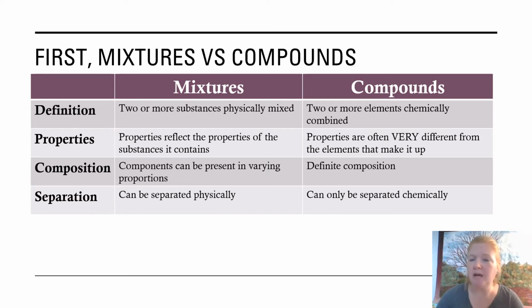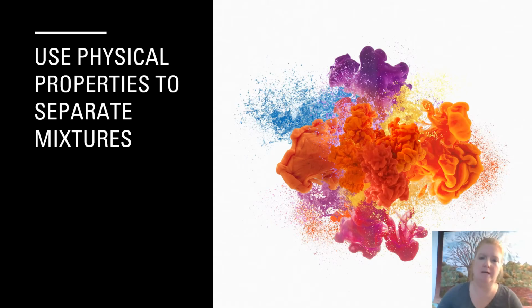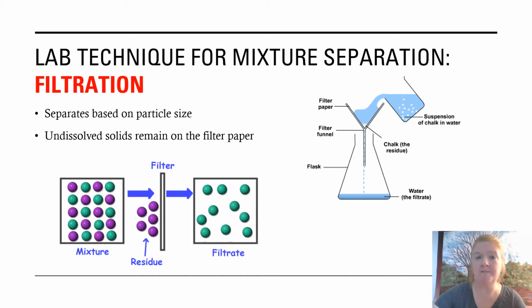The composition in mixtures: the components can be present in varying proportions. When you take a bite of a salad, it's not the same all the time, okay? And a compound has a definite composition. Mixtures can be separated physically. Now, not all mixtures can be separated the same way, but we're going to talk about some ways. And compounds can only be separated chemically. All right, so we use physical properties to separate mixtures. However they're combined, we kind of undo it with certain techniques.